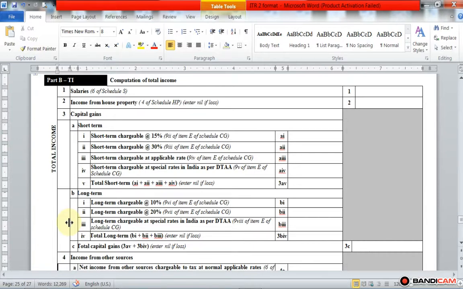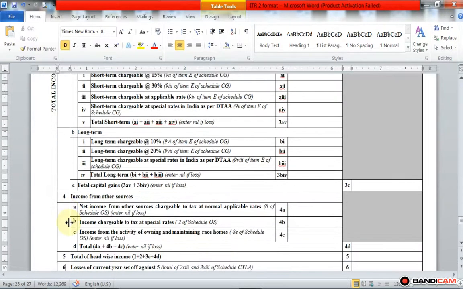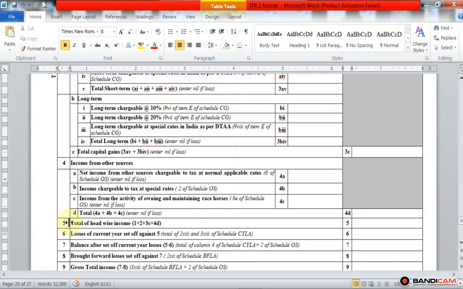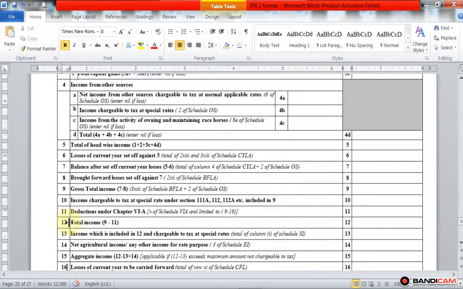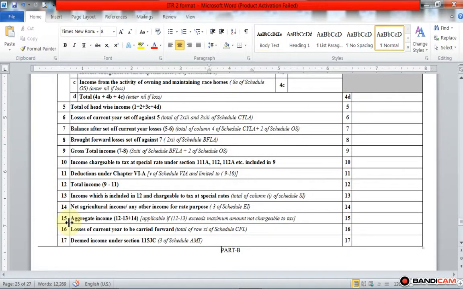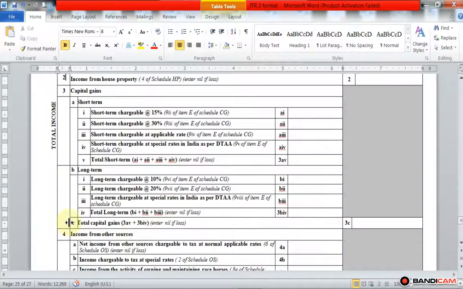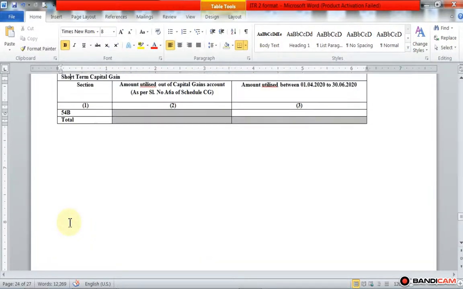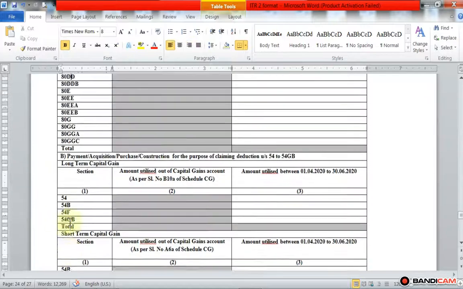Then we will see Part B, computation of total income of the SEC under the ITR, or taxable income of the SEC. Okay, total income. So total income, Part B, is studied in our next video. Okay, so we study Part B in our next video.